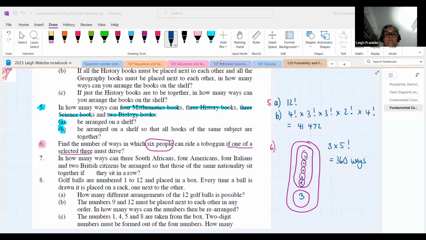So 1 of a selected 3 must drive. So there are 3 ways in which that first seat can be filled. Then the remaining 5 people are arranged in 5 factorial ways. Yes, because there are 6 people. The driver together with the other 5 makes 6 people. So there's the first person, the driver, the second person, the third person, the fourth person, the fifth person, and the 6th person.